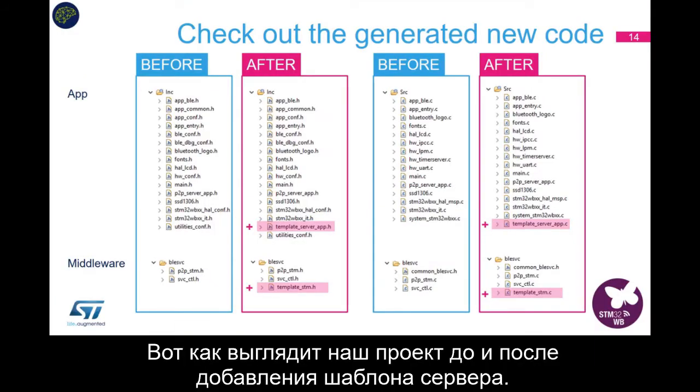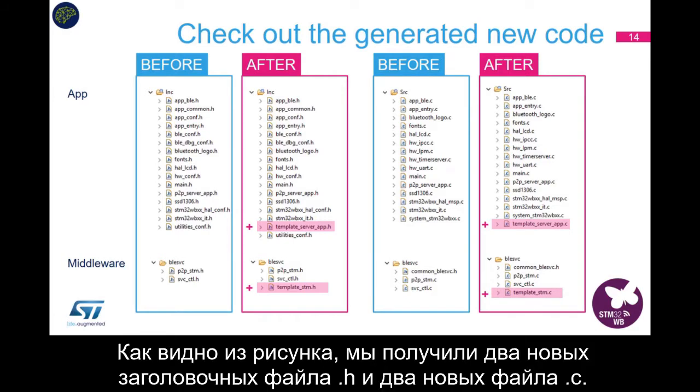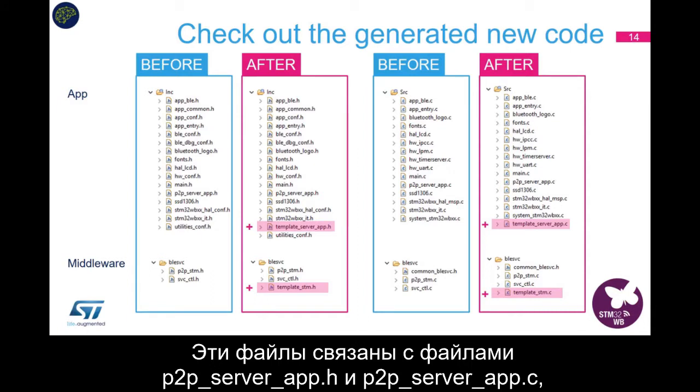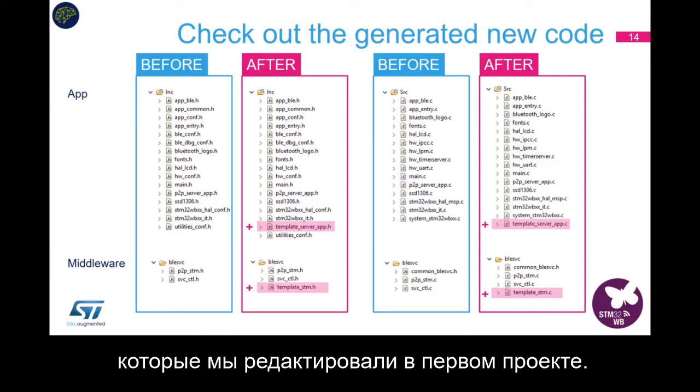So this is what we had before and after the adding of our custom template. So we've only actually gained 2 files, the .h and the .c, to what we had previously. So we've now gained something called template_server_app.h and .c. These are in our normal project workspace, and they relate to the same file called p2p_server_app.c and .h that we were editing in our first hands-on.